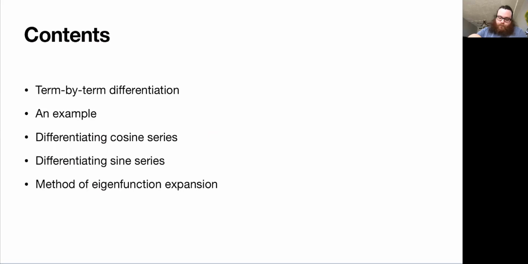So the outline for this is: set up the main problem. What do we mean by term differentiation? What are we hoping to get out of this? What is the motivation for all of this?